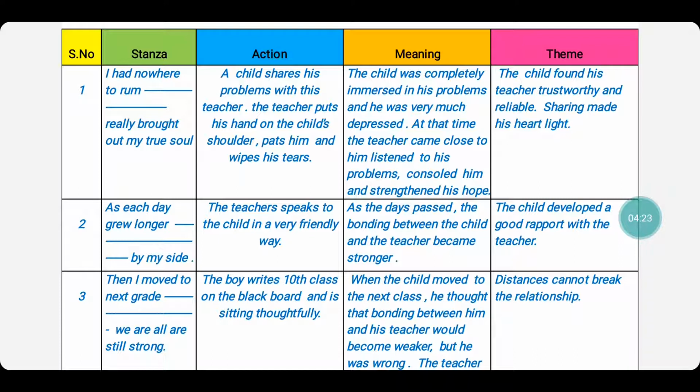Now, how are we going to enact it? That we are going to see in the action column. A child shares his problems with his teacher. That is, a child is speaking to the teacher. The teacher puts his hand on the child's shoulder, pats him and wipes his tears. So this is how we are showing that the teacher is showing concern towards the student.